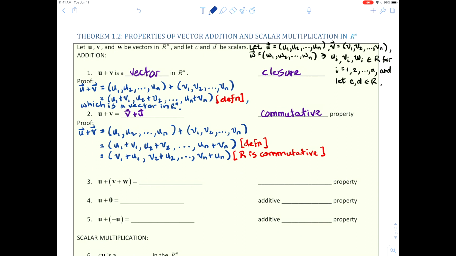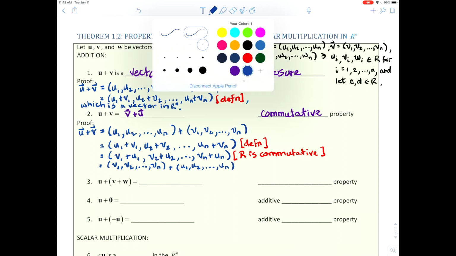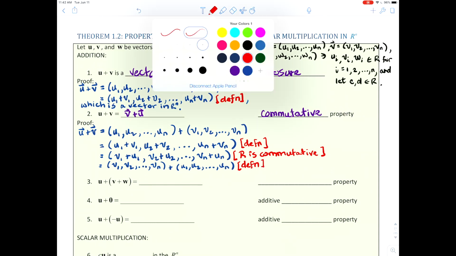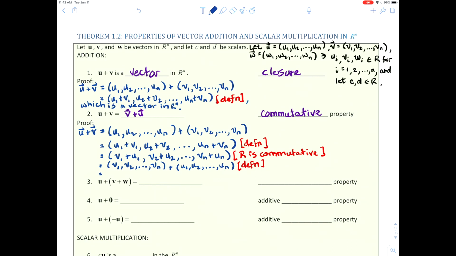All right. Well, what is that? We now have it as one happy vector, right? But now we need to split it into two vectors. So this will be v1, v2, all the way down to vn plus u1, u2, all the way down to un, and that's using the definition of vector addition again, going the other way. And this, of course, is v plus u, which is what we were trying to show.